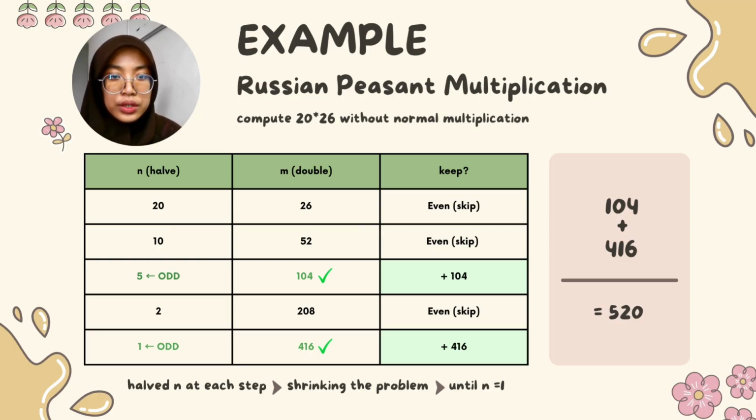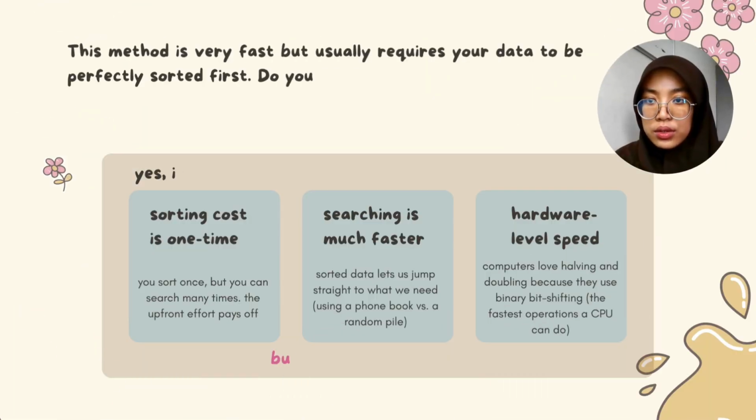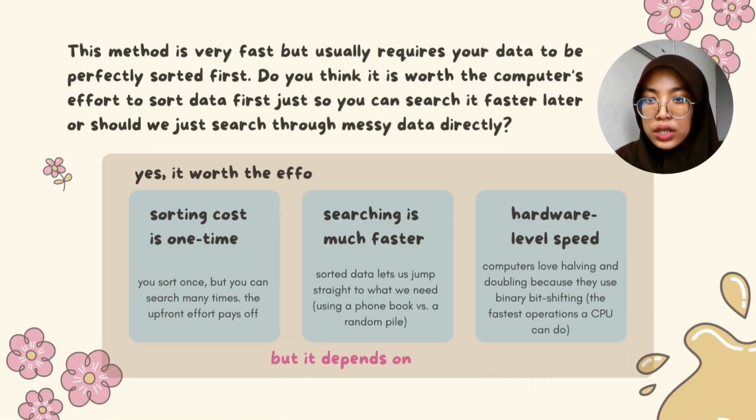So, as you can see here, we have n at every step, shrinking the problem all the way down until n equals 1. That's decrease and conquer in action. Okay, so now let's look into the opinion question asked.